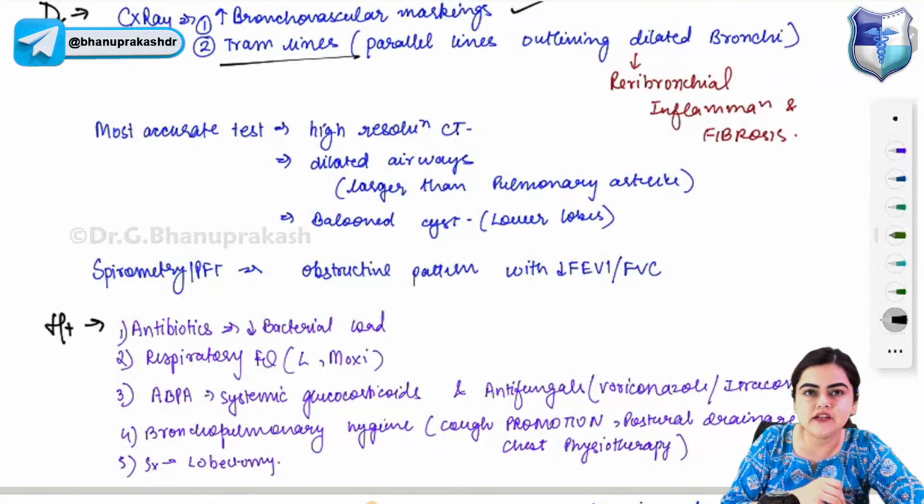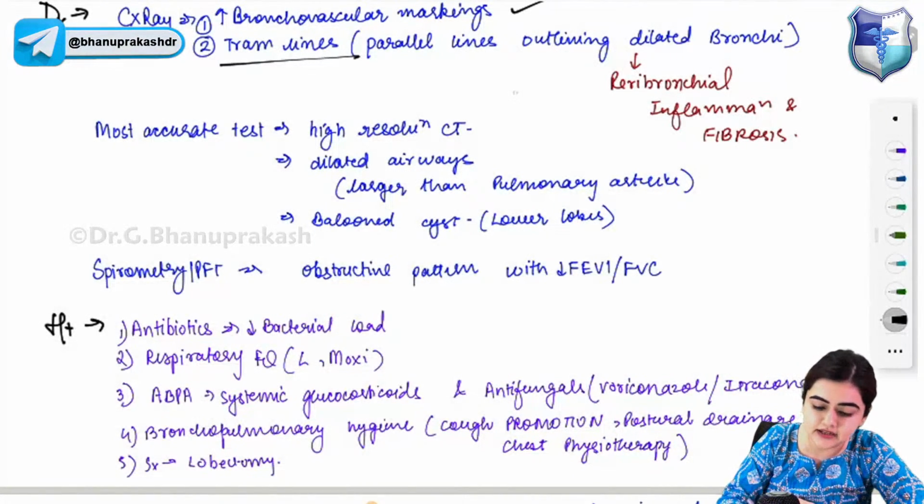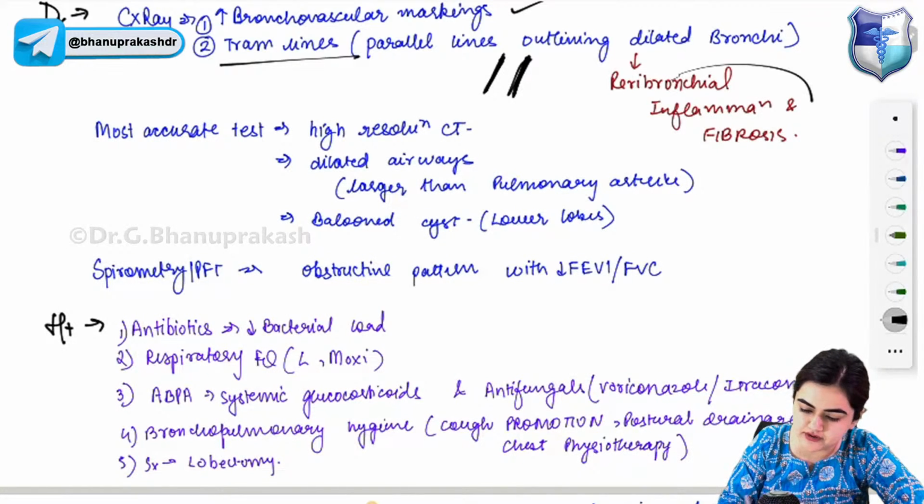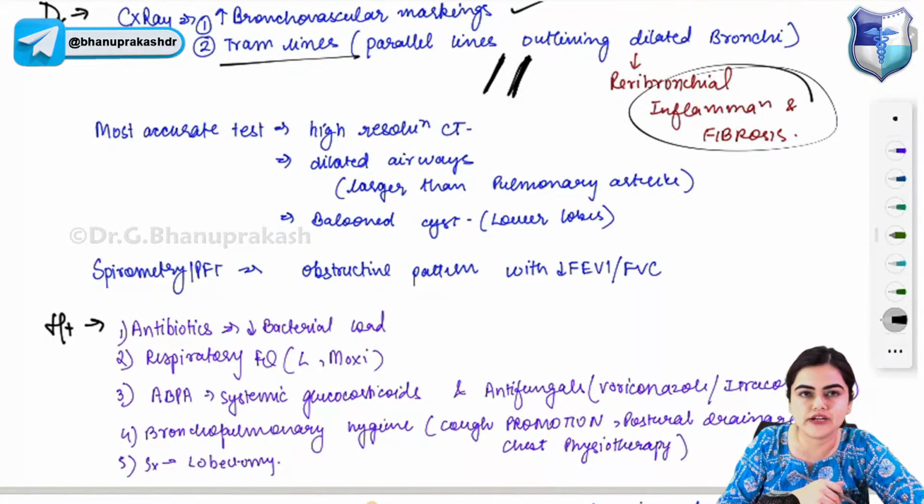Tram lines will be seen. The tram lines are parallel lines. What do tram lines represent? Tram lines represent the dilated bronchi. Why do the bronchial walls appear thickened? Because there is a lot of peribronchial inflammation and fibrosis happening in bronchiectasis. So tram lines are due to dilated bronchi associated with peribronchial inflammation and fibrosis.